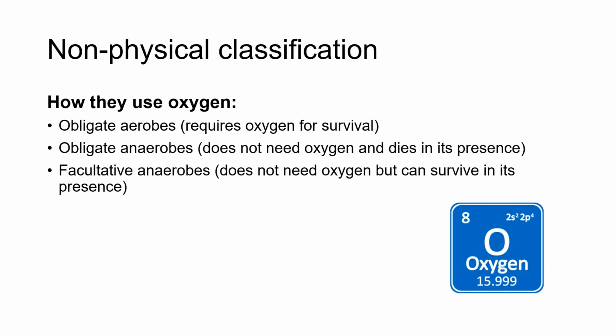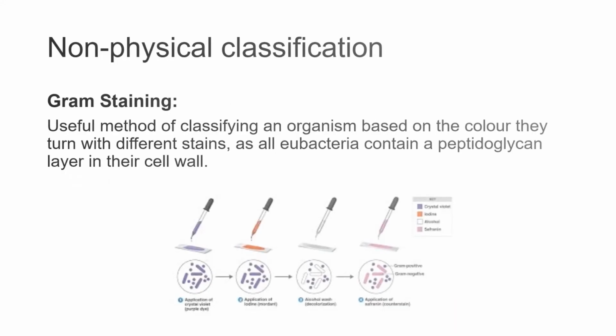The next non-physical classification relates to how they use oxygen. They can be obligate aerobes, requires oxygen for survival; obligate anaerobes, does not need oxygen and dies in its presence; or facultative anaerobes, does not need oxygen but can survive in its presence.